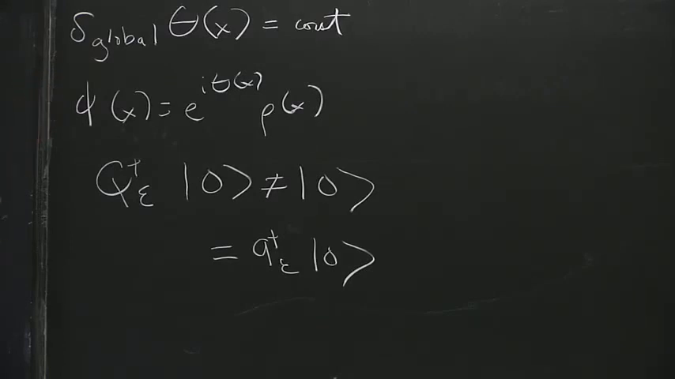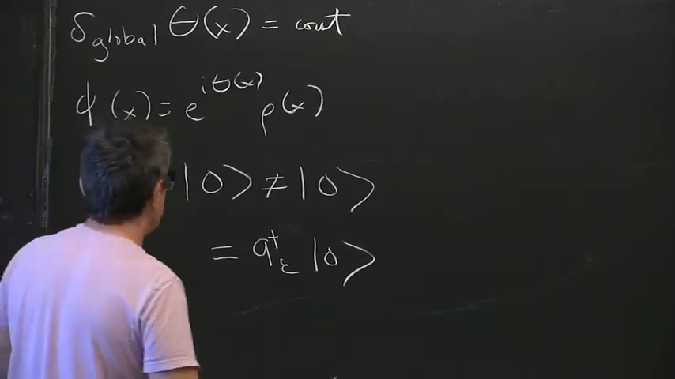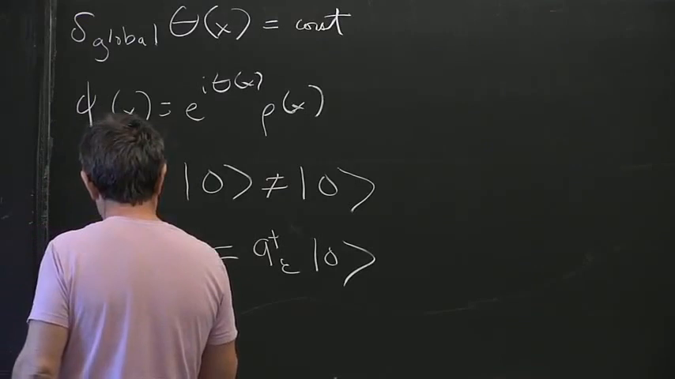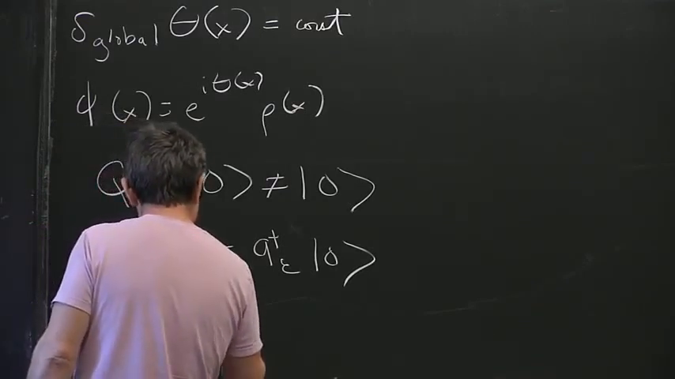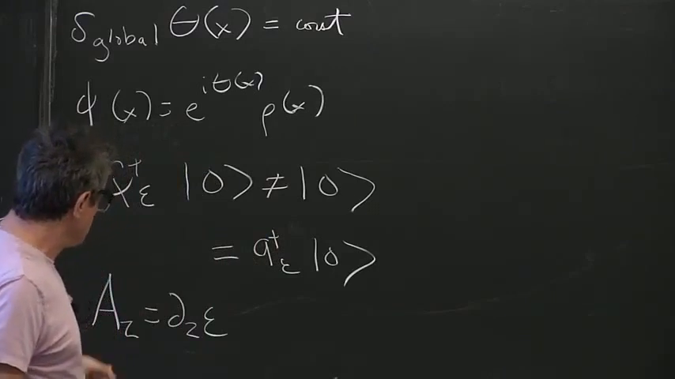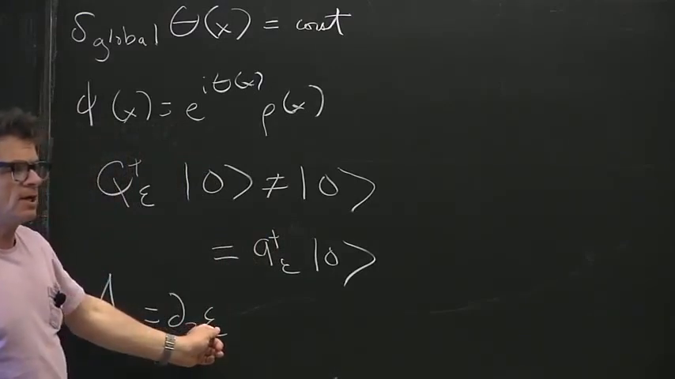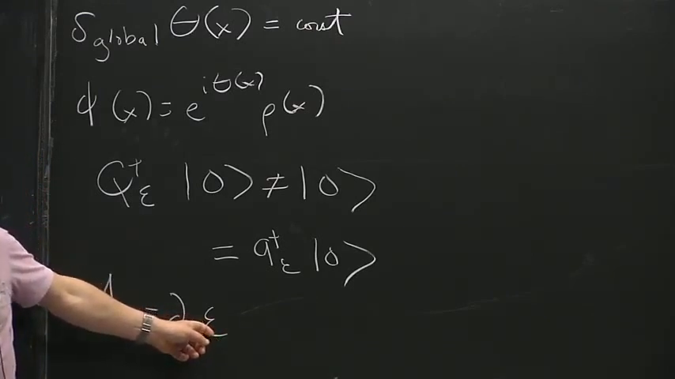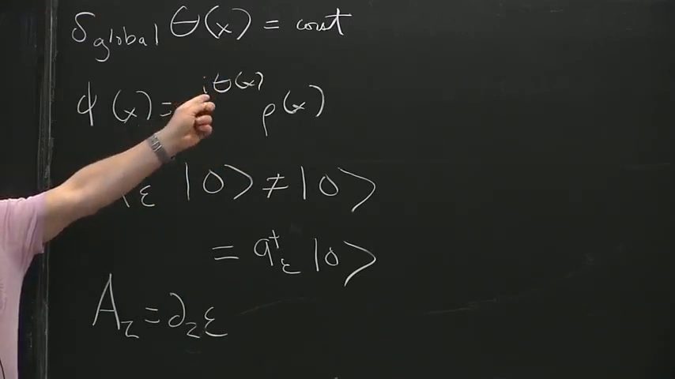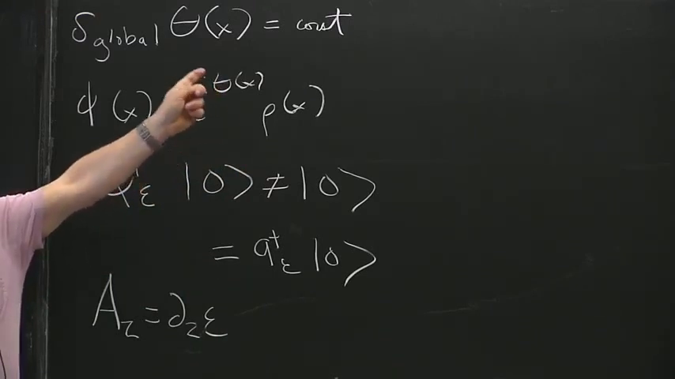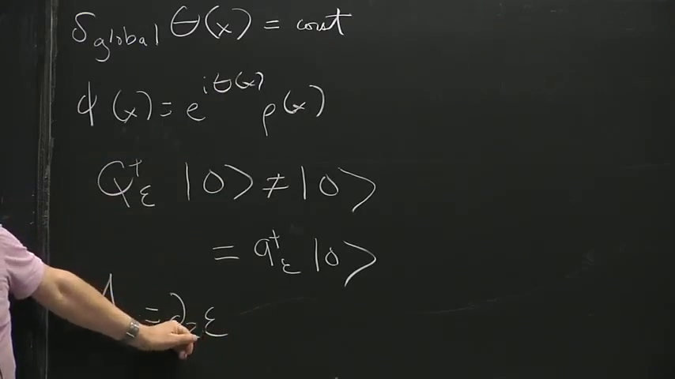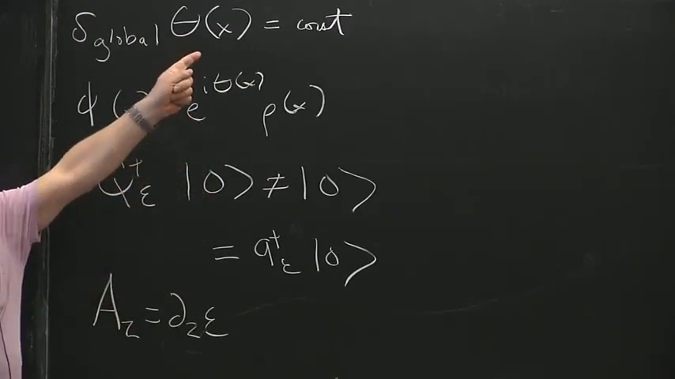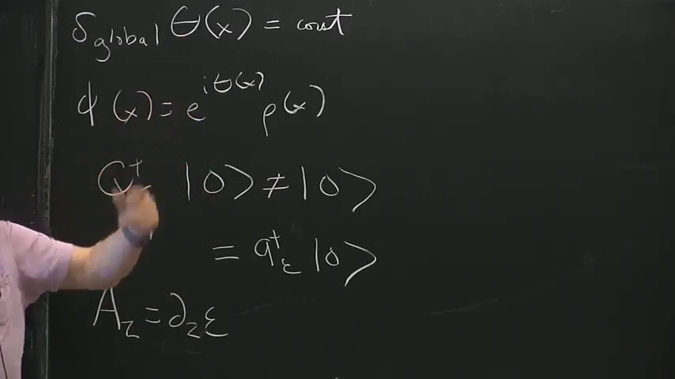Here, classically, we could characterize these vacua by saying that they're given by A_z equal to D_z epsilon. So these different vacua are characterized by different functions, epsilon on the sphere. So here we have a finite dimensional space of vacua, just parameterized by one angle. Here we have a whole function on the sphere. So of course, there it's just one symmetry. Here we have infinitely many symmetries.